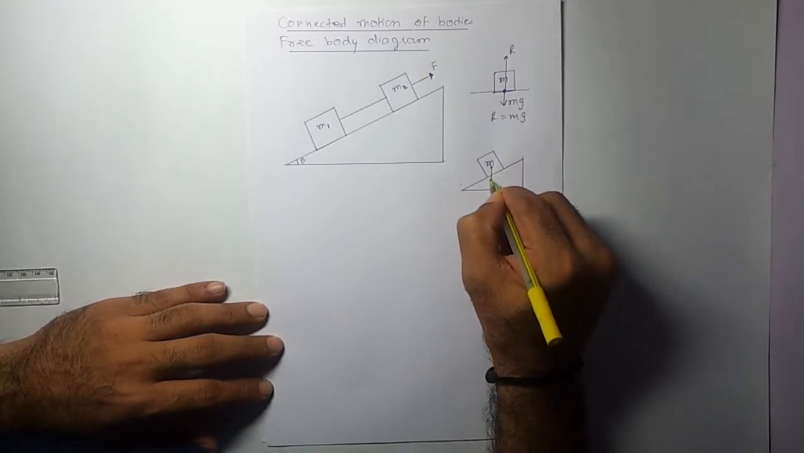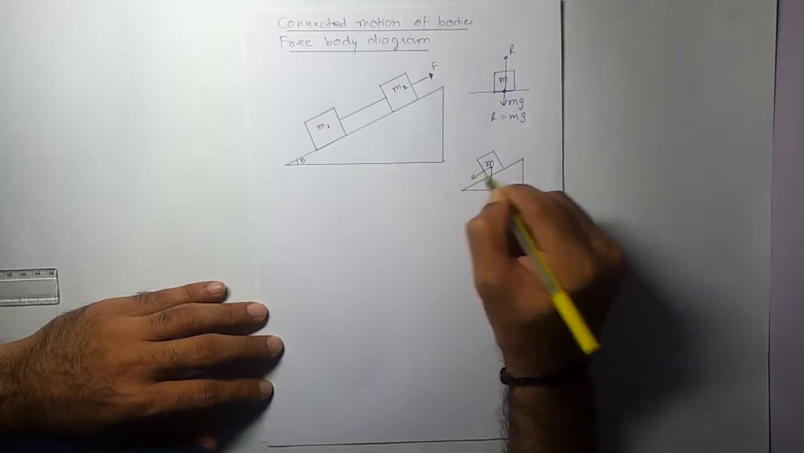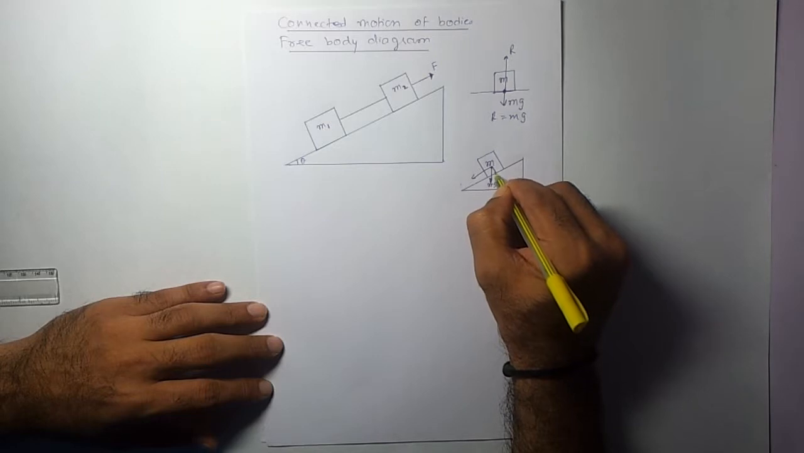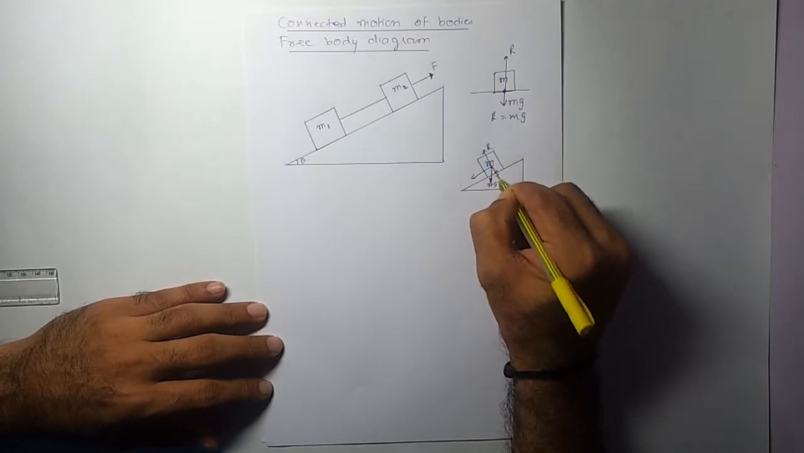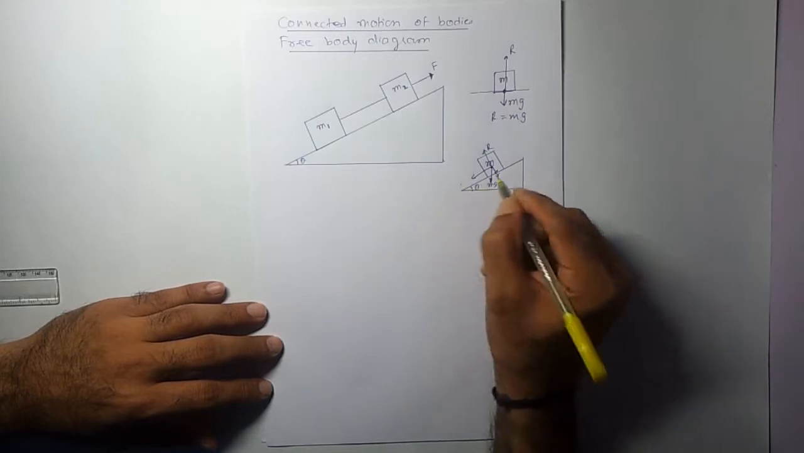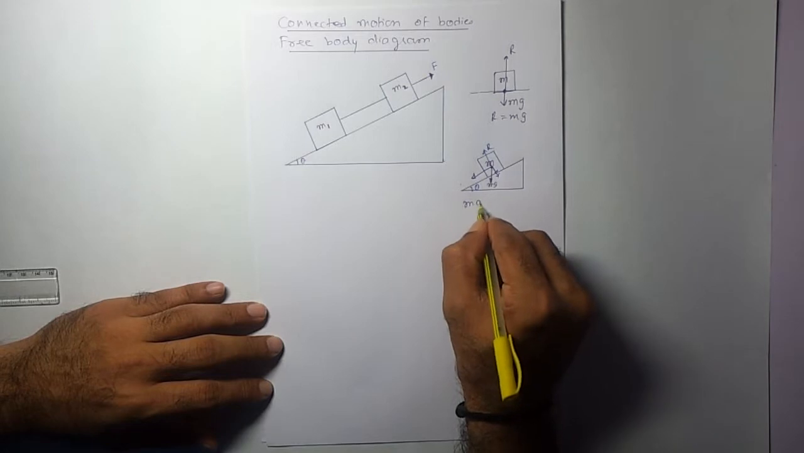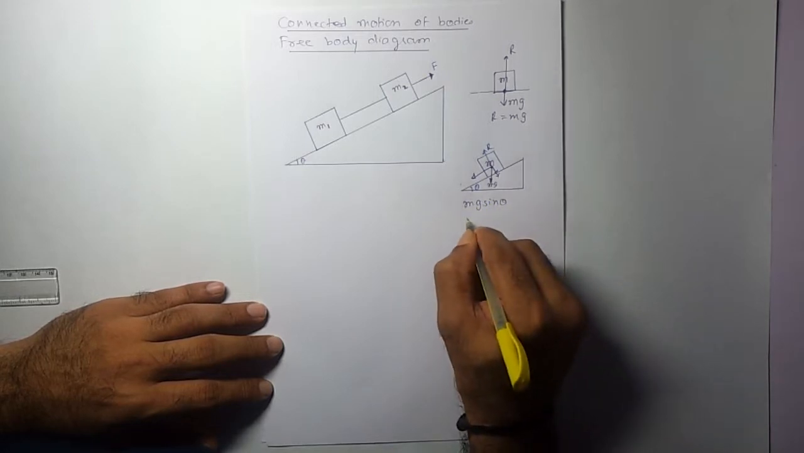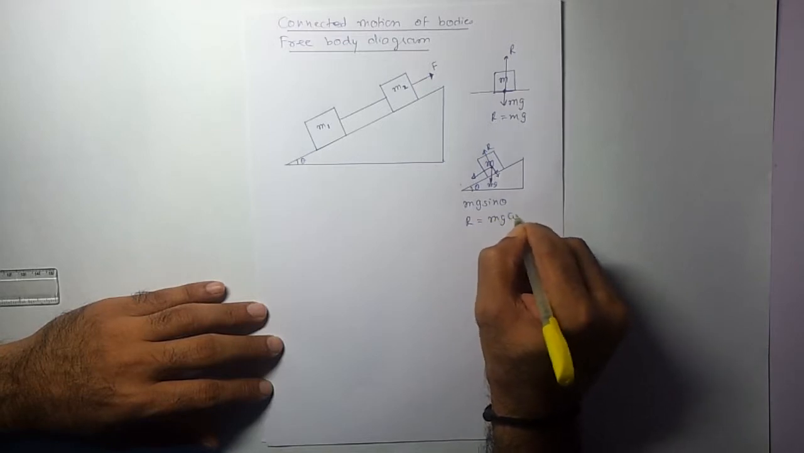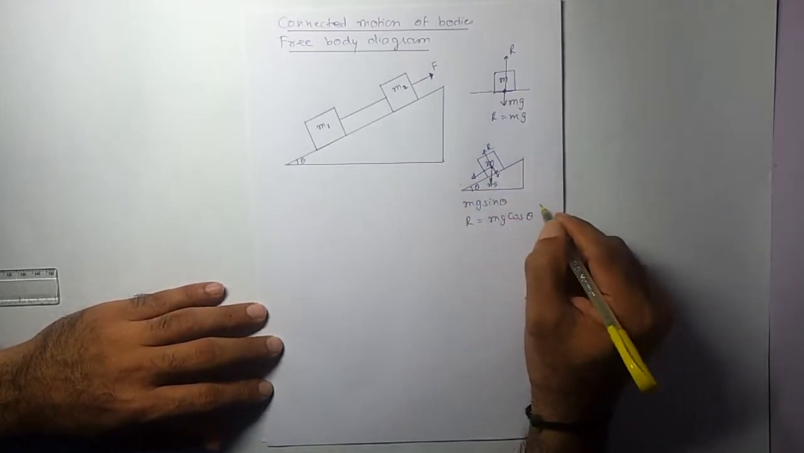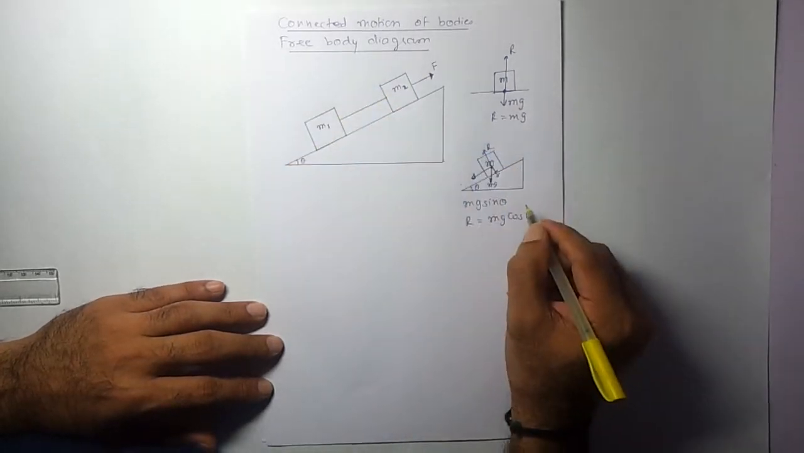Mg acts in the downward direction, and this mg has two components, one which takes it down along the plane and one which is balanced by the normal reaction. This is the normal reaction to the force acting onto the inclined plane, and if I take this angle as theta, then we know that the force which tries to take it down is equal to mg sin theta, and the normal reaction R is equal to mg cos theta. We have done this earlier. I thought I'll just quickly revise this, because we're going to use it in this problem.